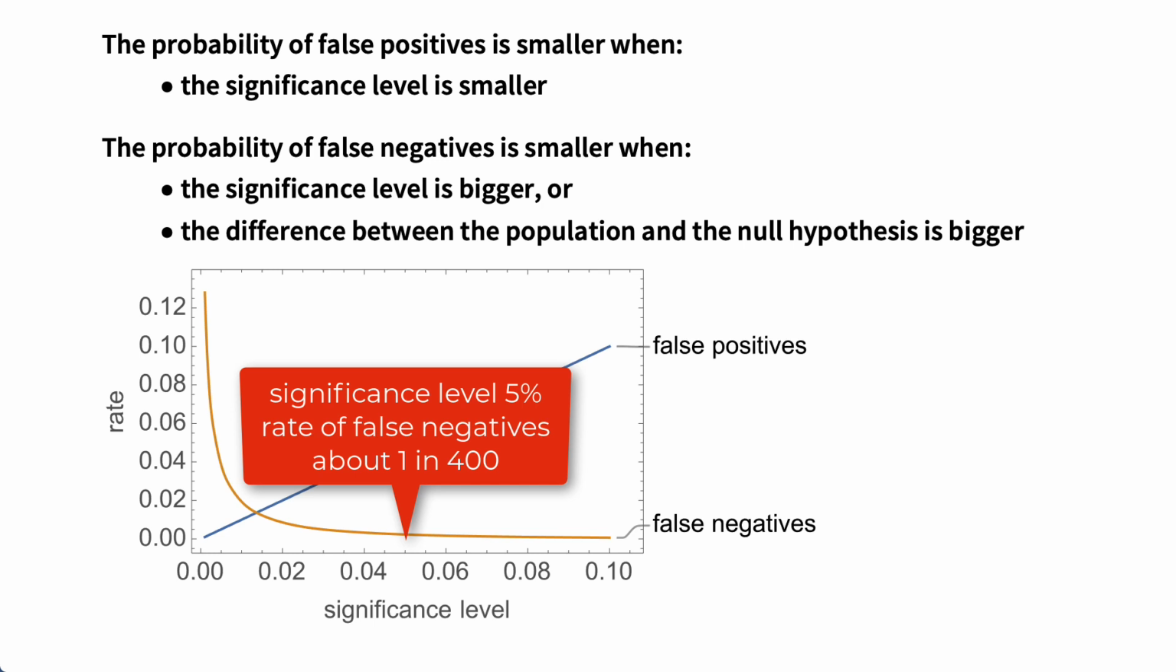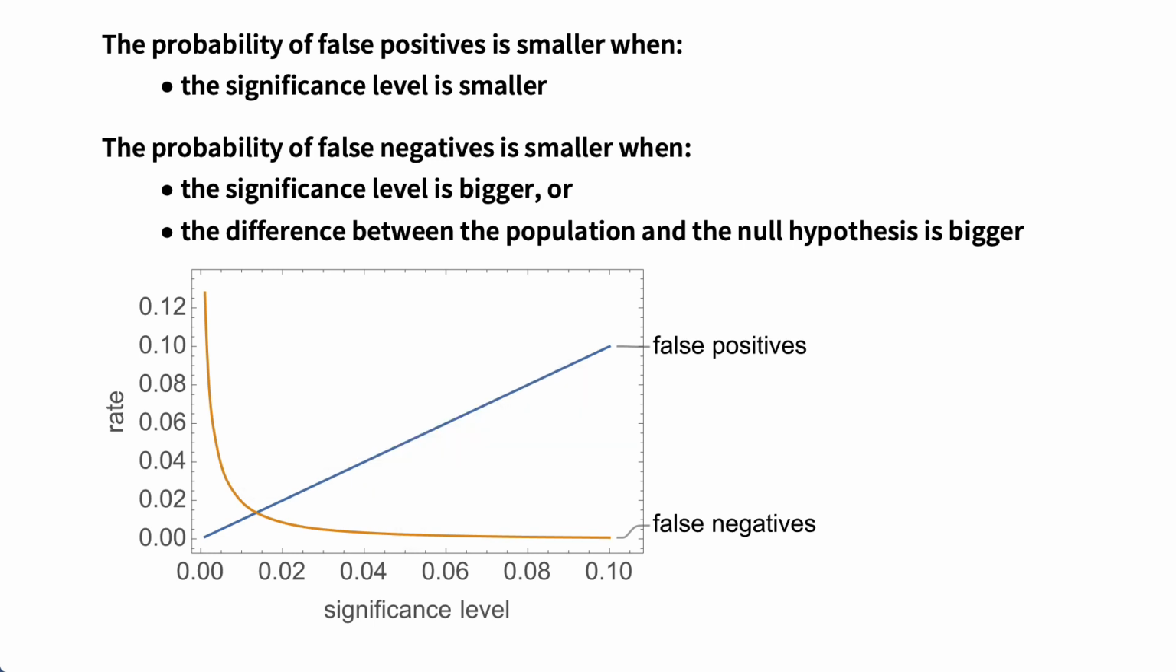As already noted, the choice of significance level depends on the application, and in particular on whether it is more important to reduce the rate of false positives or more important to reduce the rate of false negatives.